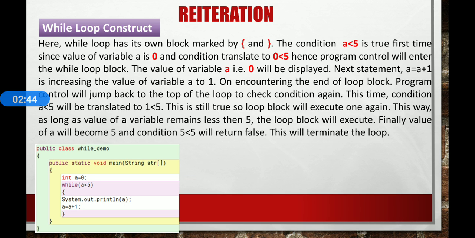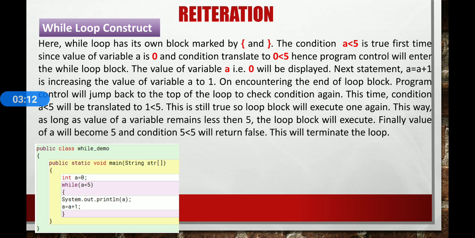The next statement, A equal to A plus 1, is increasing the value of variable A to 1. On encountering the end of the loop block, program control will jump back to the top of the loop to check the condition again. This time the condition A is less than 5 translates to 1 is less than 5, because the initial value of A is 0, and when it is increased by 1, it becomes 1. This is still true, so the loop block will execute once again.